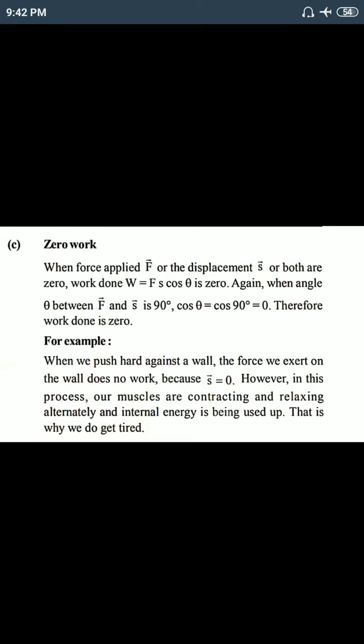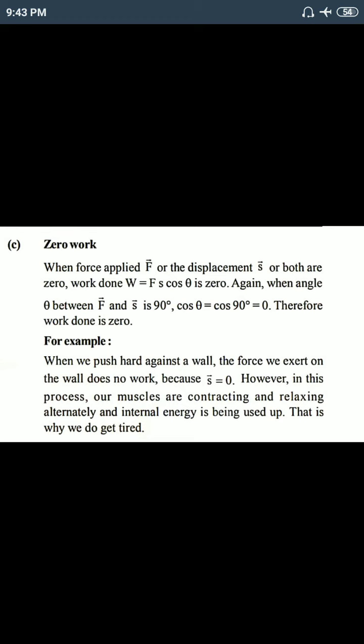When the applied force and the displacement vector are perpendicular to each other, then the work done is 0. Another example: when you move in a straight path holding a suitcase in your hand, the suitcase is displaced in a straight line, but gravity acts on that object in a perpendicular direction. So the force and the displacement are perpendicular to each other, so there will be no work done, 0 work done.